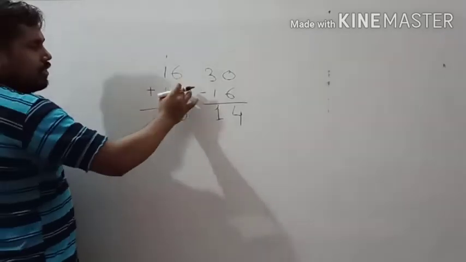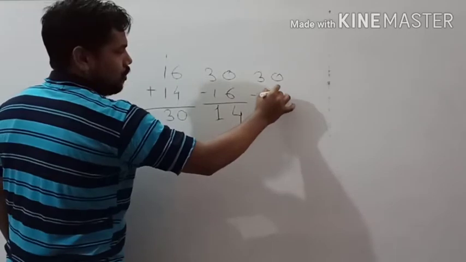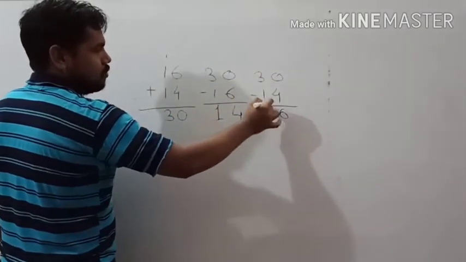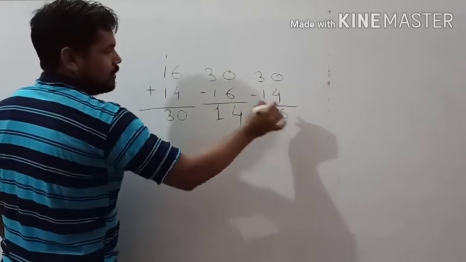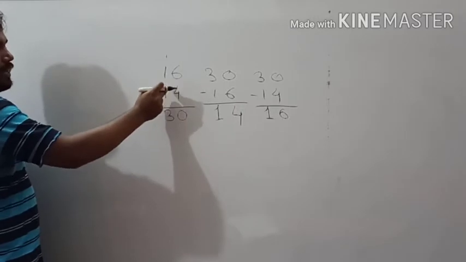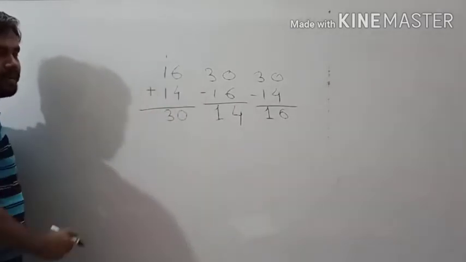Now let us see if I subtract this 14. So now if we do 30 minus 14, then what? 4 plus 6 is 10, 6 to 1. So then 16. That means if you are subtracting this with this one, then this is the result coming. If you are subtracting this with this one, then this is the result coming.